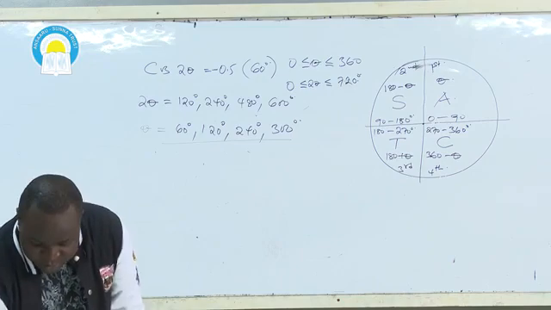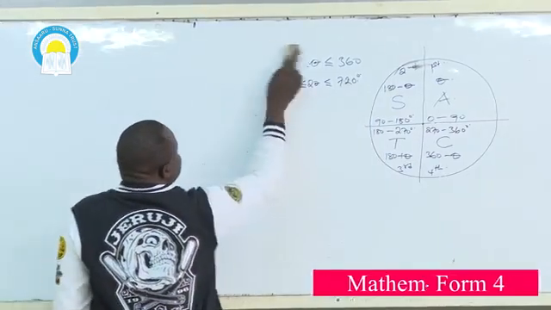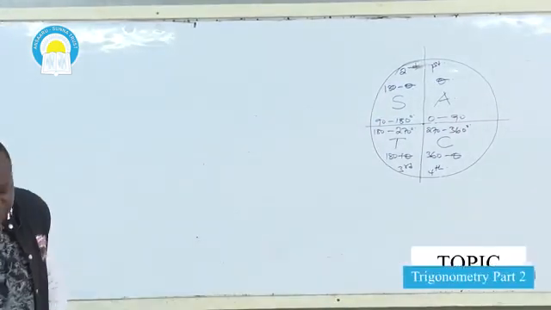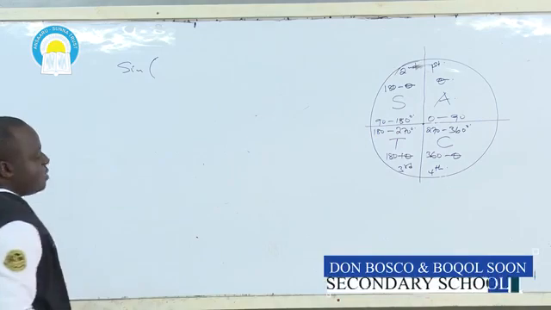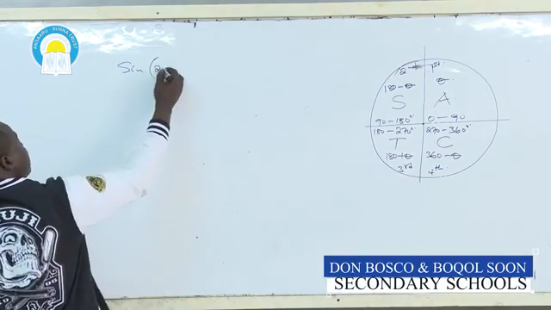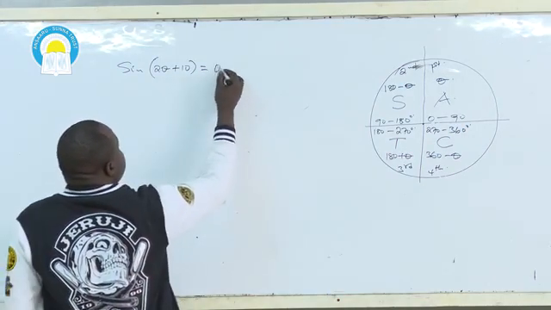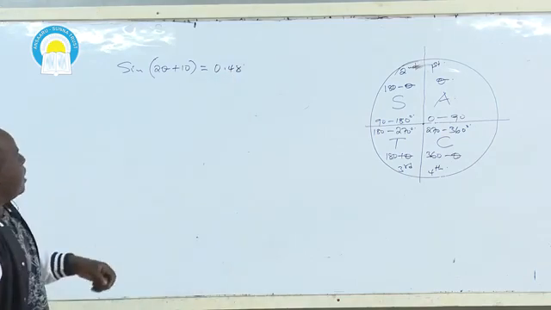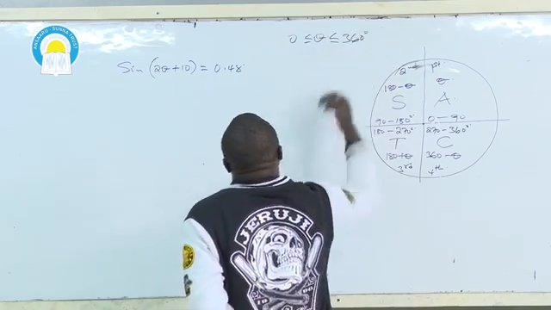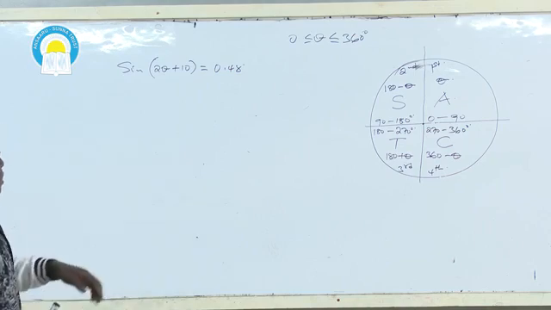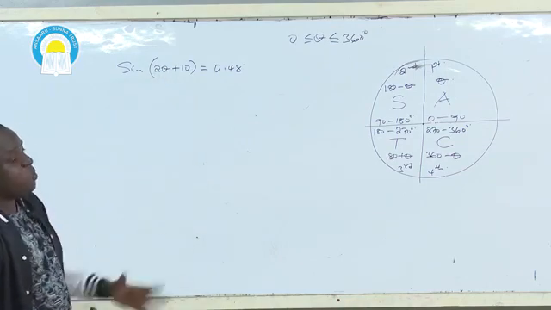Another example, just in case you didn't get that clearly. It's almost the same, but there may be a slight change. So sine of (2 theta plus 10) equals 0.48. So my question is, given that theta lies between 0 and 360 degrees, find the value of theta in this equation. That's if this equation is supposed to be true.